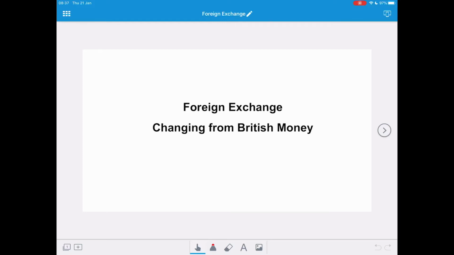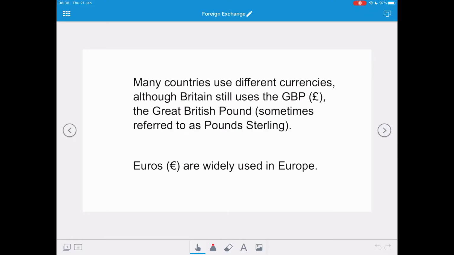This video is looking at foreign exchange and in particular changing from British money to another foreign currency. Now many countries use different currencies, although Britain still uses the Great British Pound, sometimes referred to as pound sterling, and we all know the pound sign. Euros are widely used in Europe, and dollars are used in several places around the world.